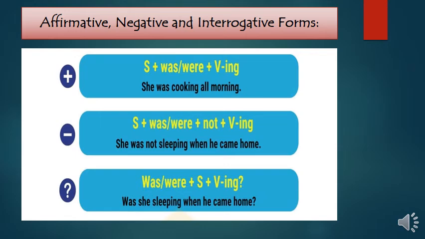Or we can say she was cooking all morning. She was not cooking all morning. Was she cooking all morning? So you usually start your question with the helping verb either was or were.